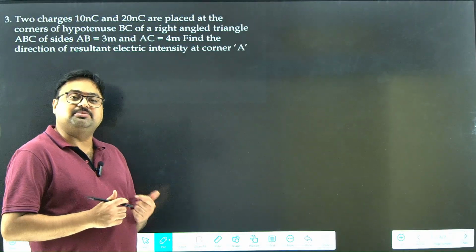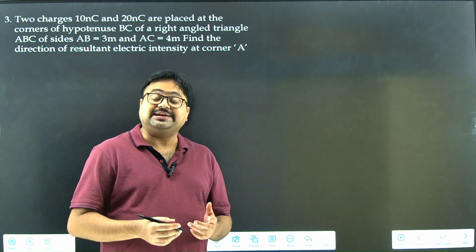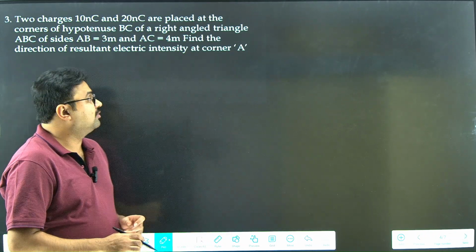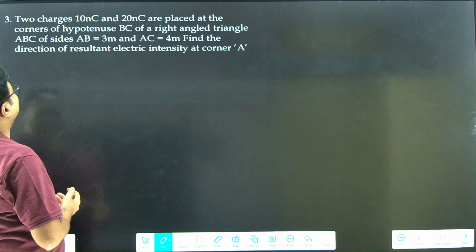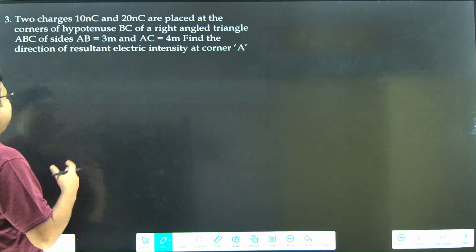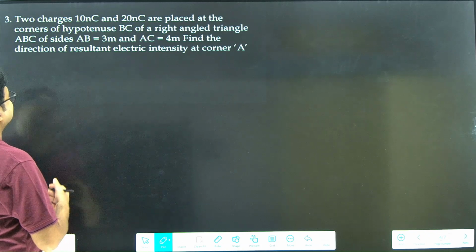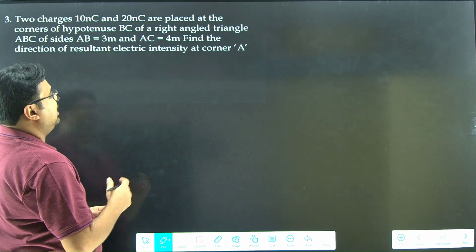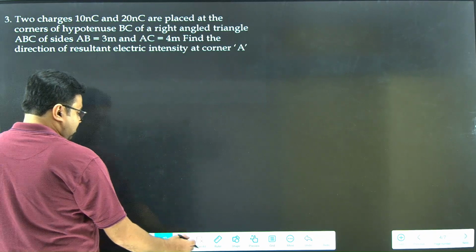This problem is similar to the previous question, but here you have to calculate the electric field instead of the force. Let's find out how to do this. Two charges, 10 nanocoulomb and 20 nanocoulomb, are placed at the corners of hypotenuse BC of a right angle triangle ABC of side AB equal to 3 meter and AC equal to 4 meter. Find the direction of resultant of electric intensity at corner A. We will also find the magnitude. Let's see how to go about it.